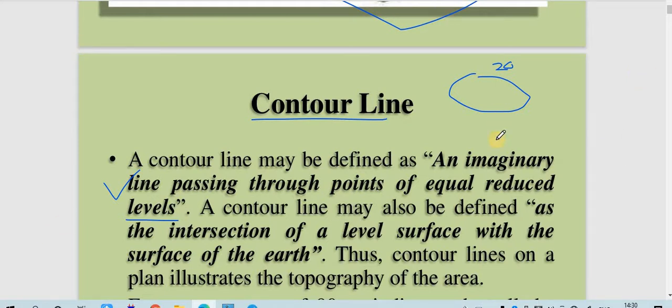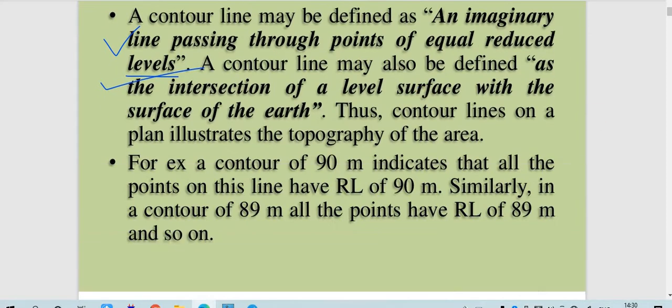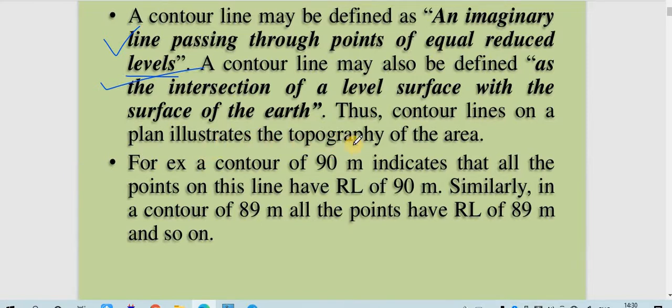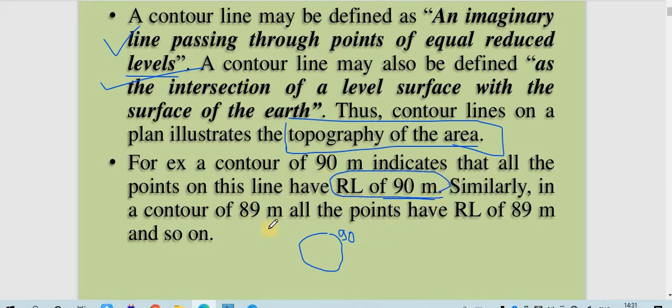A contour line may also be defined as the intersection of a level surface with the surface of the earth. Thus contour lines on a plan illustrate the topography of the area. If we prepare a contour map, it will show the topography of that particular area. For example, a 90-meter contour line means that all the points on that line have a reduced level of 90 meters. Similarly, a contour of 89 meters represents all points with a reduced level of 89 meters, and so on.